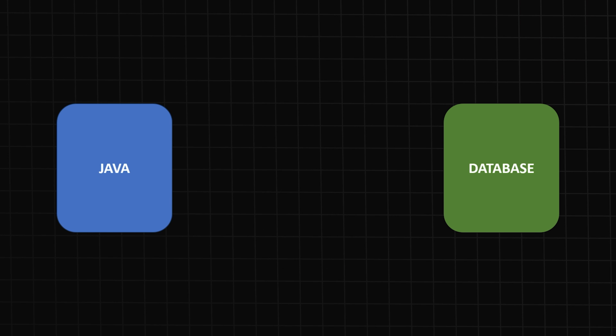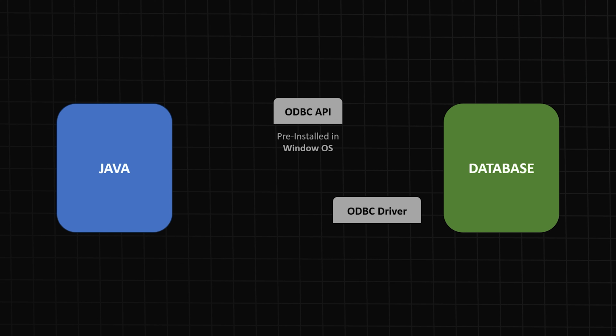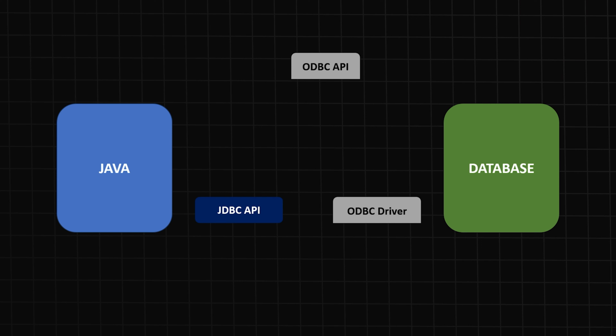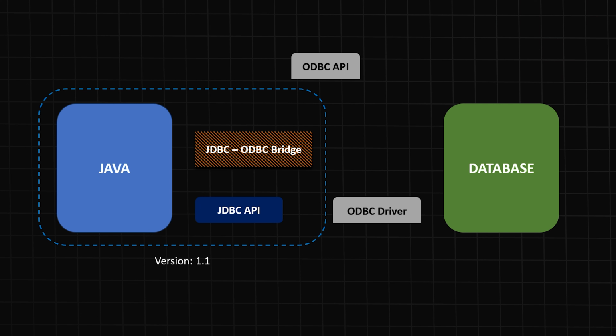Let's suppose we have an application and a database, and each database has its own ODBC driver. In our operating system there is already an ODBC API. Java cannot communicate with the ODBC API directly because the languages are very different. So what Java does is launch a JDBC API and a bridge, the JDBC ODBC bridge, and it was launched in version 1.1.